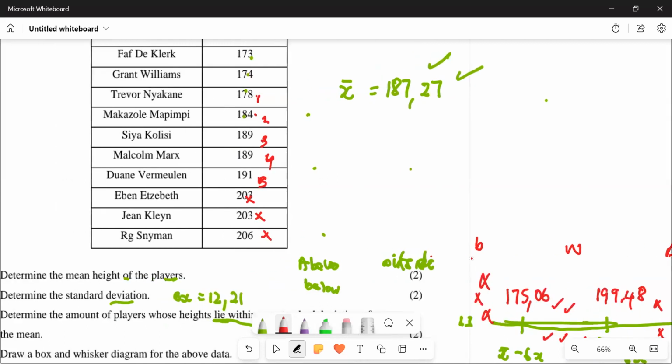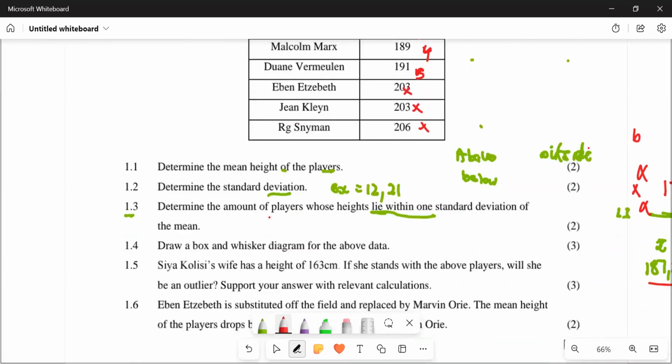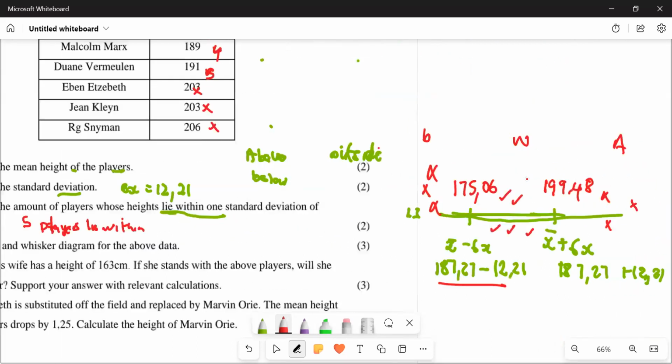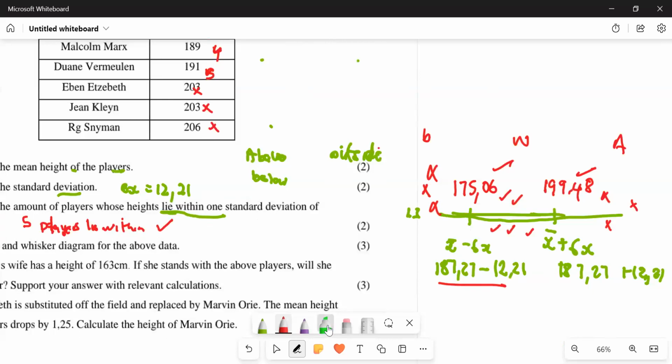So now, what is it that they want? They want within. How many are within? All in all, we have 5 players' heights which lie within. How are they going to give you marks here? They usually give us 3 marks for this. They give us 1 mark for both of these values, the range, and then 1 mark for saying 5 players lie within.